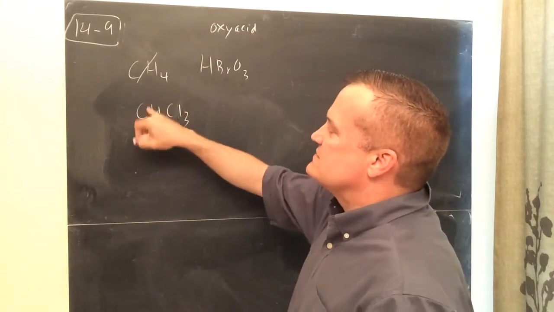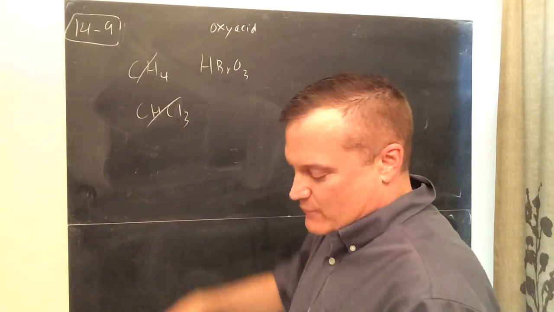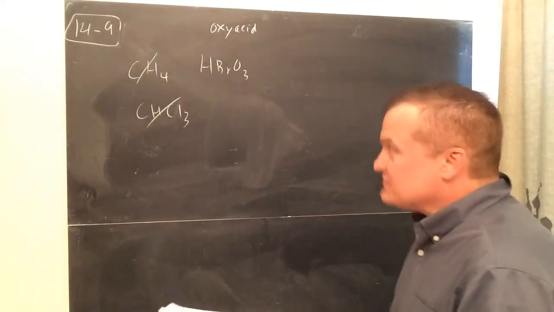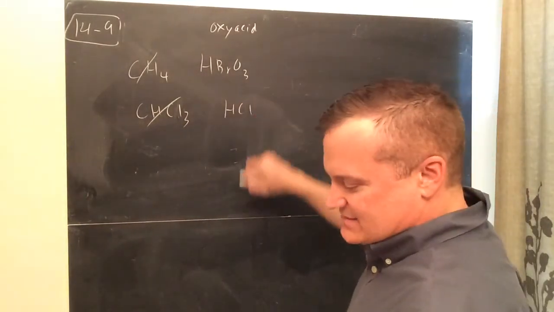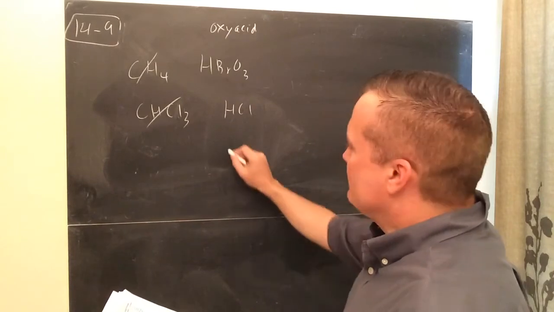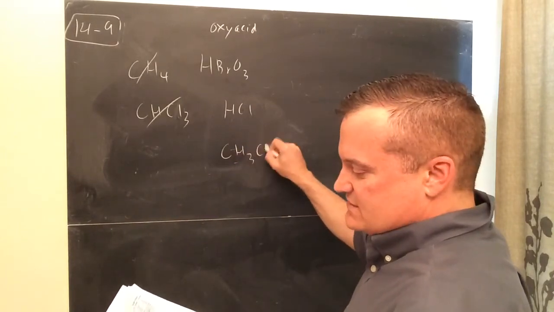No, again, it's not, because it's bonded to a carbon. So bonded to a carbon won't do it. It's organic. HCl, yes, you know that's an acid. Okay, and here's one, CH3CH2CH2OH.